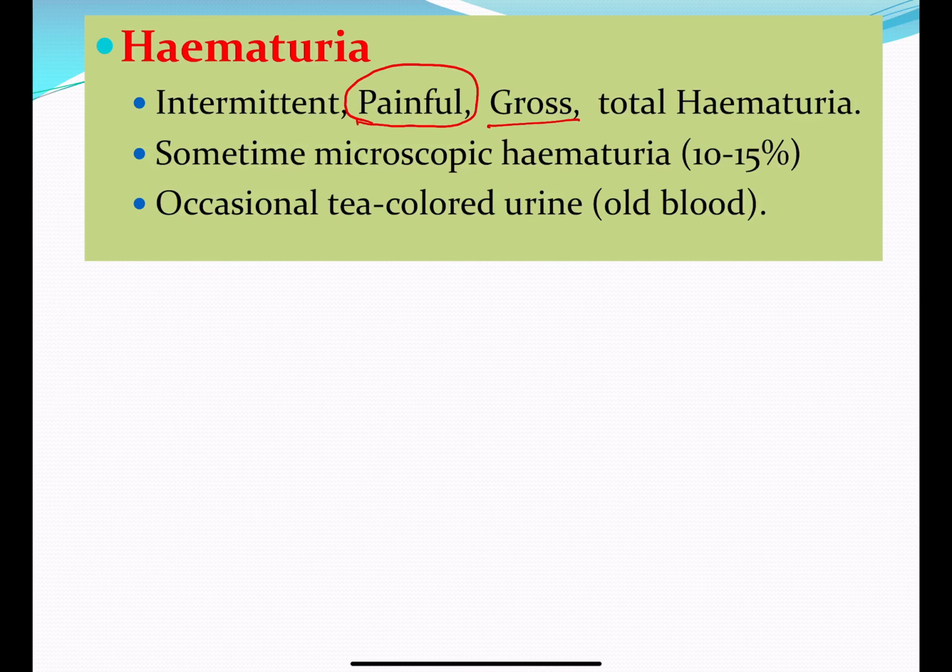And it is gross. Gross means the patient can usually see the blood-mixed urine, and total means the blood is mixed with the urine in such a way that it becomes red from the beginning of micturition to the end of micturition. That's why we say it's a total hematuria. Intermittent means it is not regular or continuous. Sometimes there will be hematuria, and sometimes there won't be hematuria for some period. So these are all the four characteristics.